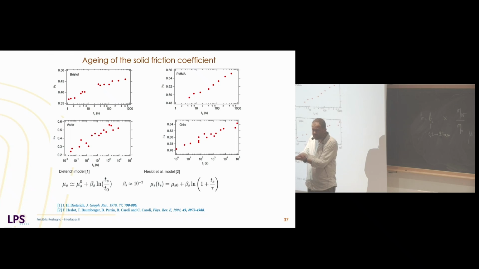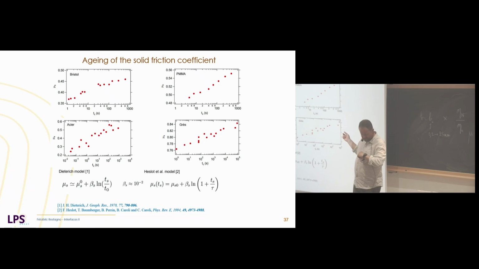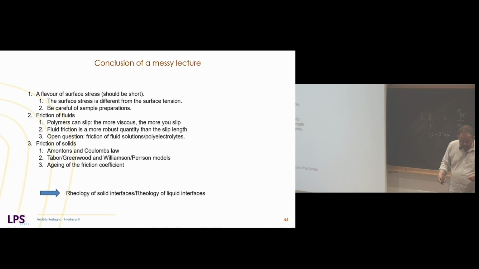So do you have any idea of what it is due to? And then I have to stop. Thermal creep, yes. You can elaborate a model where, as soon as you have said that the surfaces are flowing due to yield stress, then it takes some time to do that. And if you make a model based on thermal creep, you will be able to recover all this. So based on that, I skip some slides and I will make a conclusion of this messy lecture.